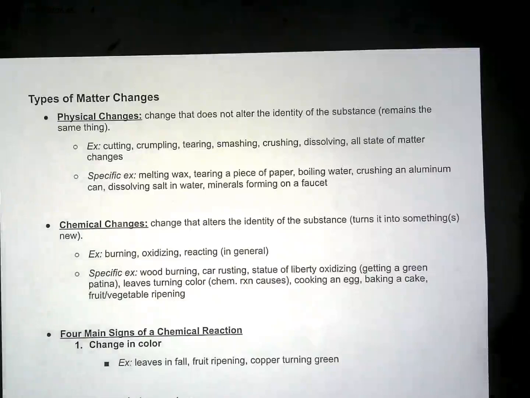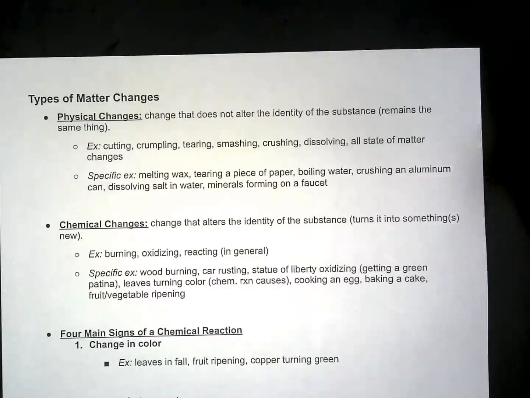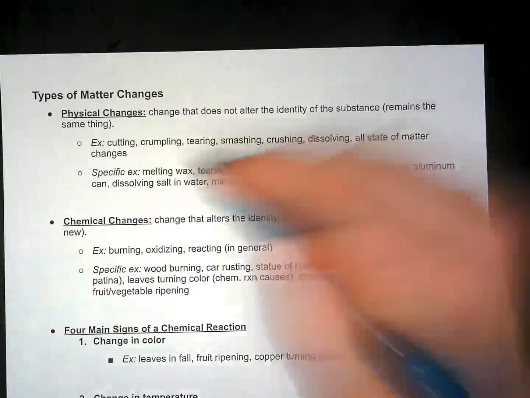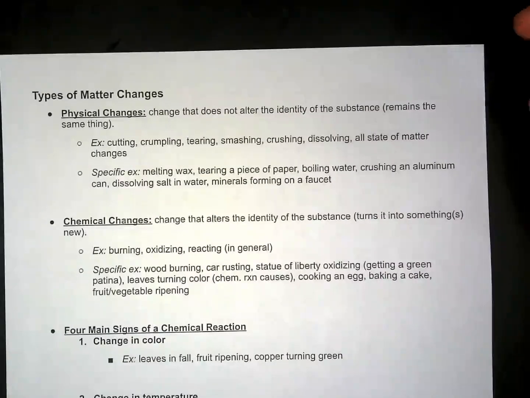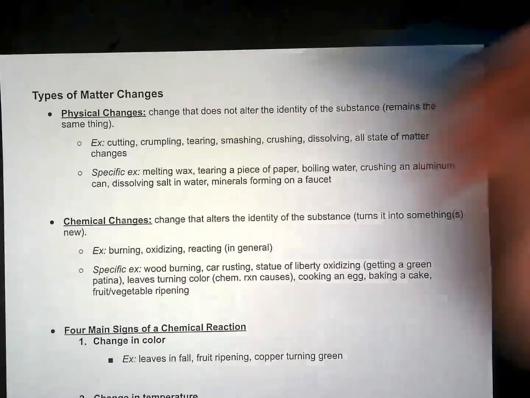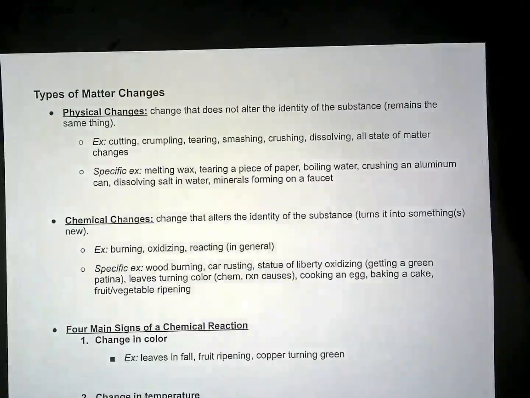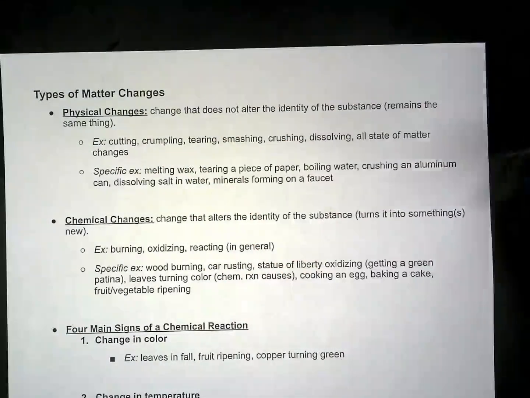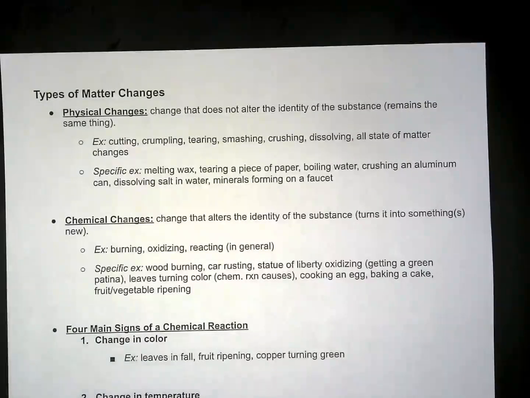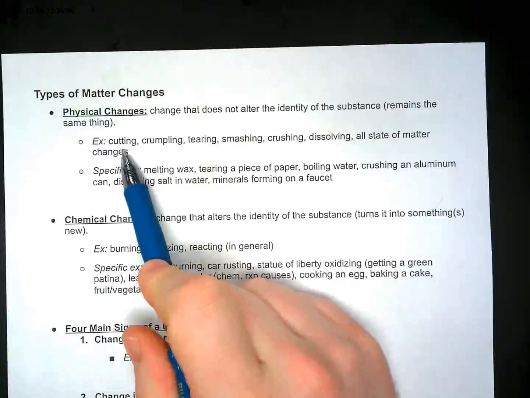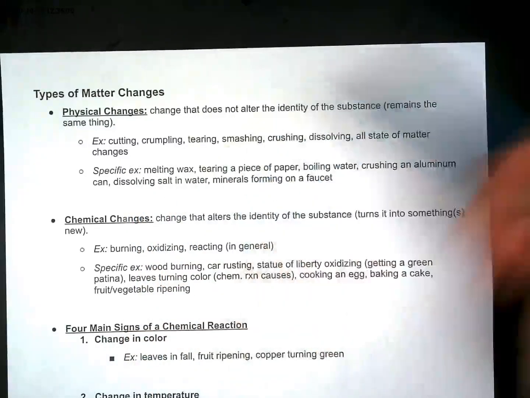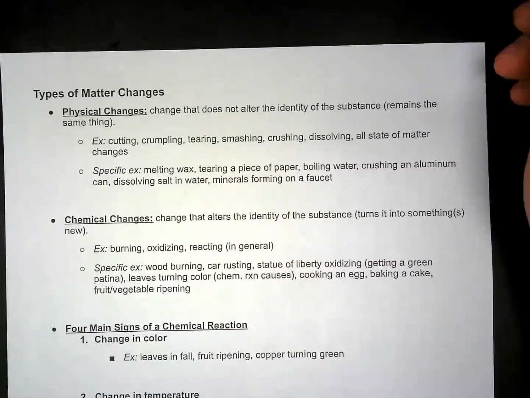And then just types of matter changes. So there's the physical and the chemical change. So this ties more directly with physical properties and chemical properties. So physical changes, you can read that definition, but look at these specific examples compared to just the normal examples. Physical changes are like cutting, crumpling, tearing, smashing, crushing, dissolving, and all states of matter changes.